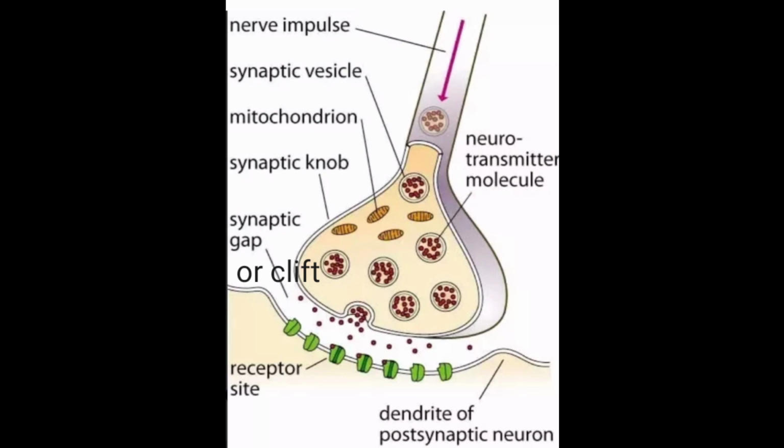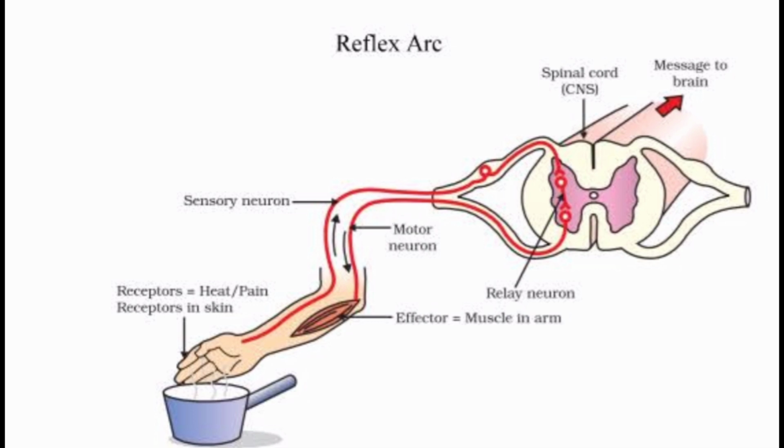Reflex action. Reflex action, also known as reflex, can be defined as an involuntary and nearly instantaneous movement in response to a stimulus. It is an automatic response that occurs very rapidly and without conscious control. For example, we immediately move away our hand when we touch a hot object.